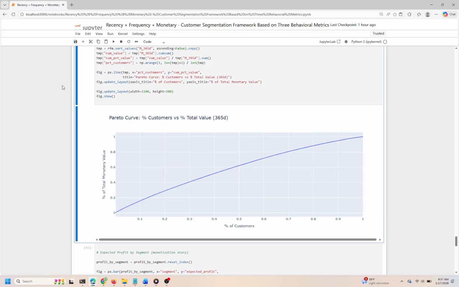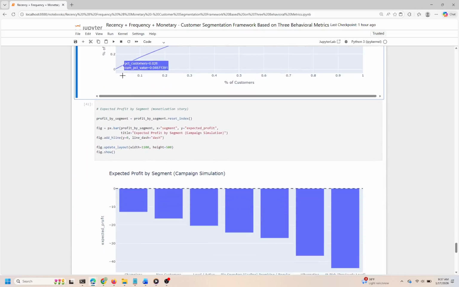By analyzing this data, we can identify which segments contribute the most to our overall profit, helping to inform future campaigns and resource allocation. The first step in this process is resetting the index of the profit by segment data frame. This operation ensures that our data is organized neatly, making it easier to reference the segments when we create our visualization.